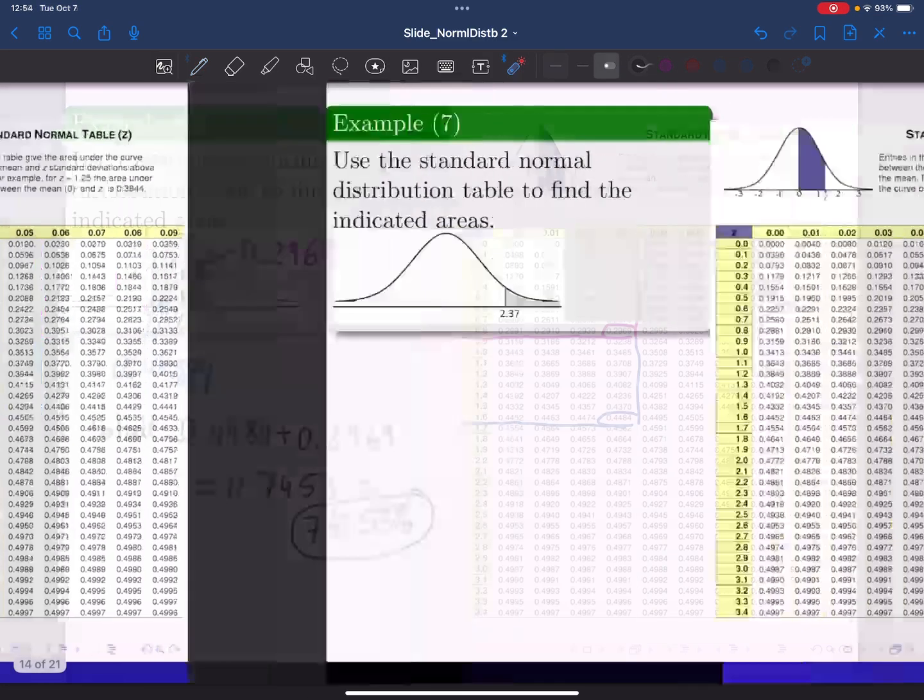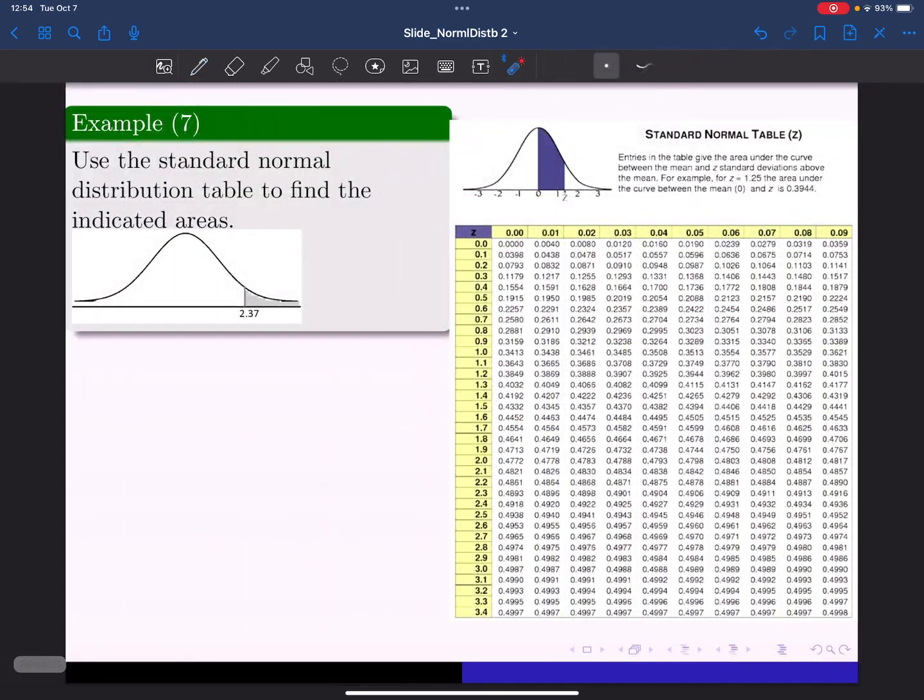Example 6, use the standard normal distribution table to find the indicated area. So now we need to find this area, but the table gives us nothing else but the area to the left. If we look at that z-score, the table wants to give us this area right here from zero up to this point. So let's find this score for 2.37.